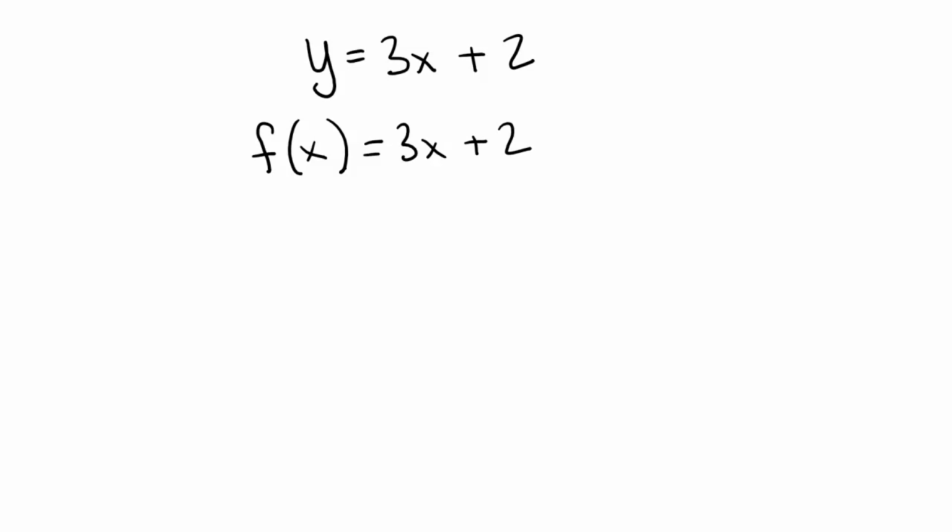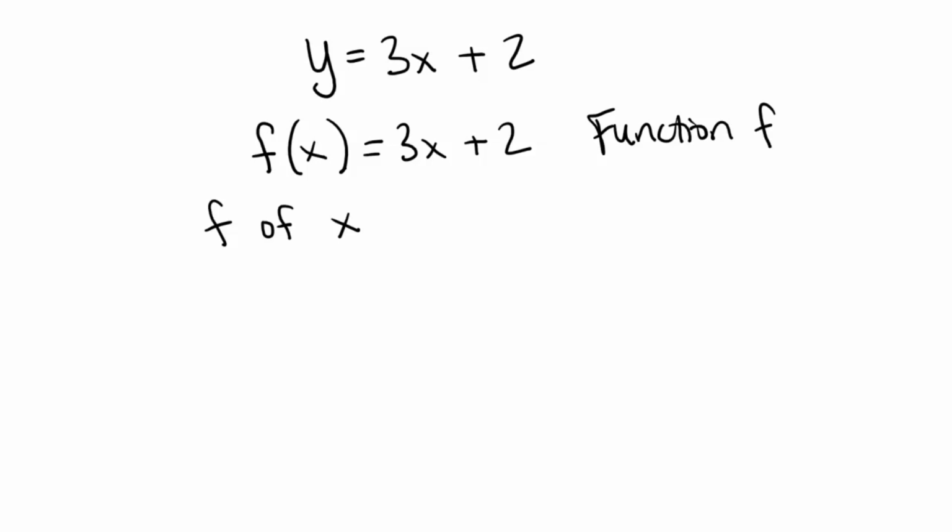So again, the way that you would read that out loud is you would say f of x equals 3x plus 2. That means that we're talking about function f. So f would be the function name. F of x equals 3x plus 2.